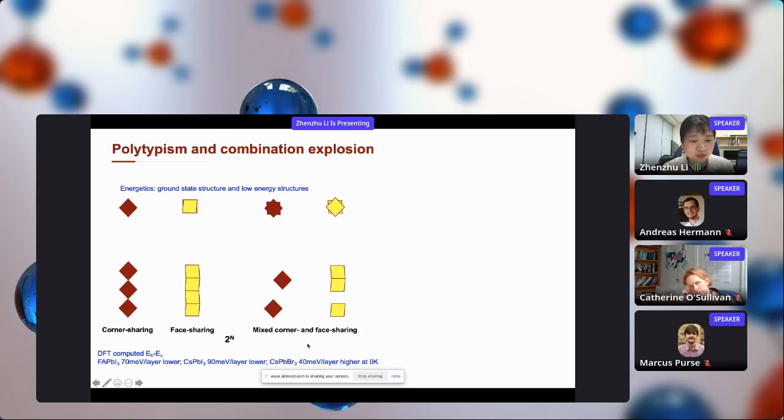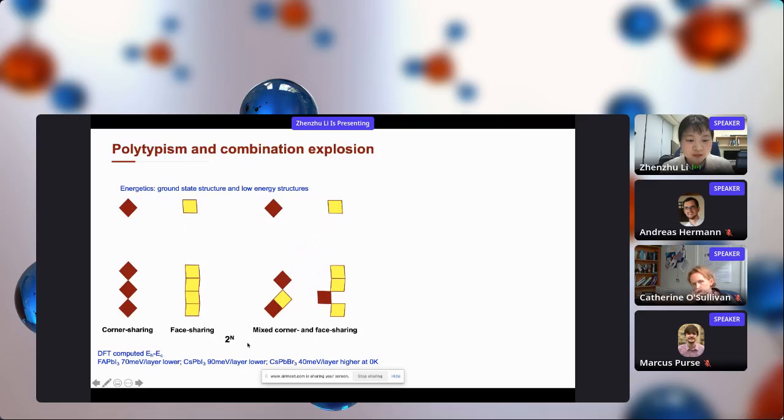And also, as explained before, the different combinations of the stacking sequence for an n-layer polytype will be as many as 2 to the nth power. But I will explain later. The real number is far less than this value.